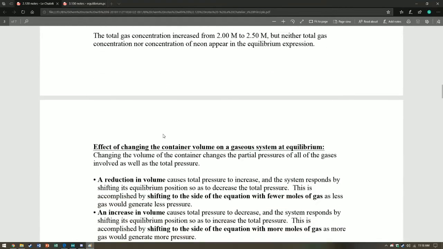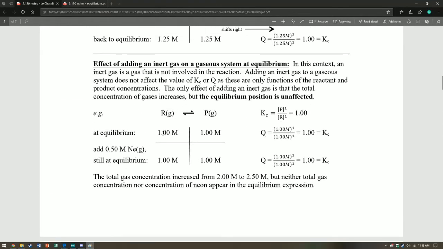if we increase the pressure, the system will try and decrease the pressure by shifting to the side with the least amount of moles of gas, because we know that pressure is proportional to moles, which means that if we decrease the amount of moles of gas, we'll decrease the pressure of the system and it'll minimize the change.